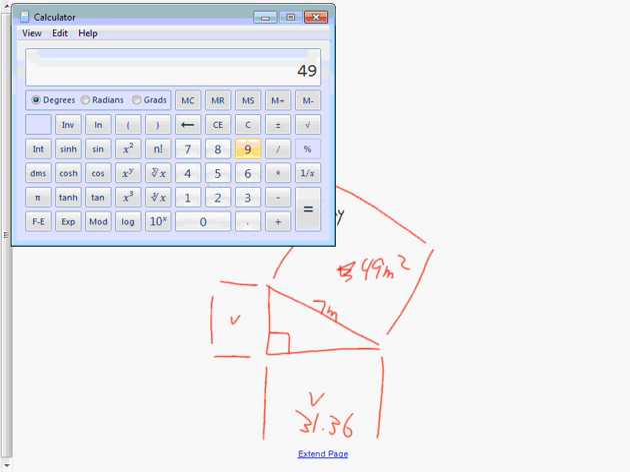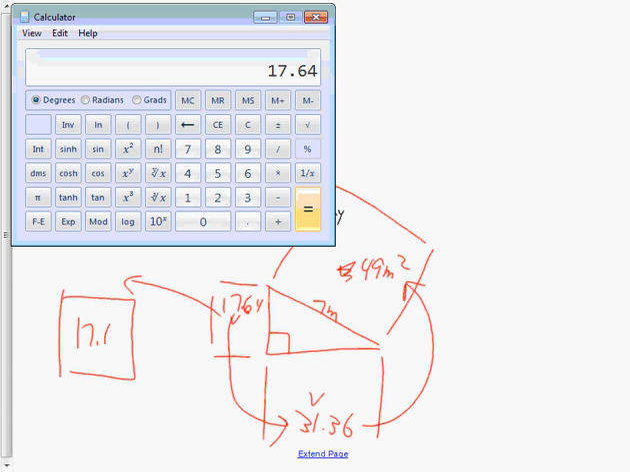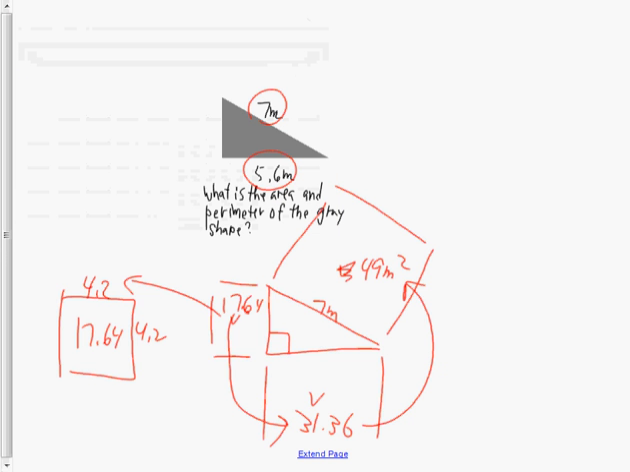And 49 take away 31.36 equals 17.64, because 17.64 plus the area of this one, which is 31.36, has to equal the area of this one. That's what Pythagoras said. But if this square had an area of 17.64, then if I take the square root of that, and that's this button right here, the square root of it says 4.2. And what that means is 4.2 times 4.2 should give me the area of 17.64. So when I go back to that, I can actually put 4.2 here.